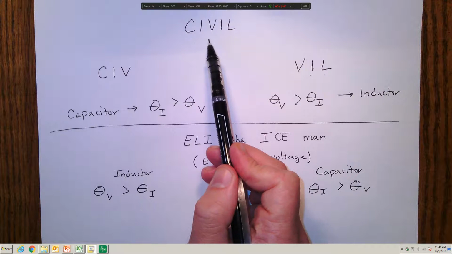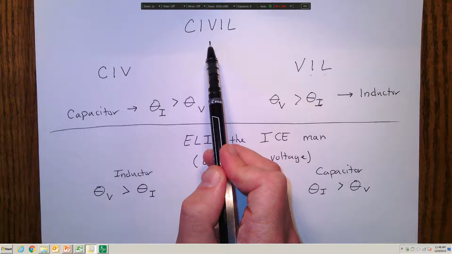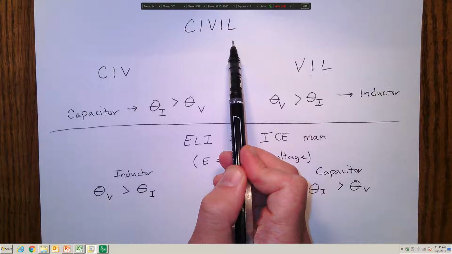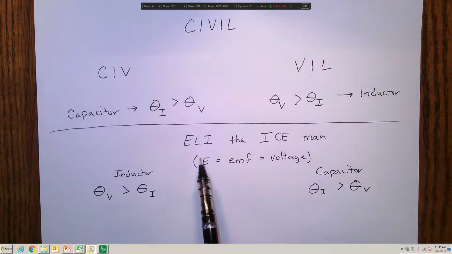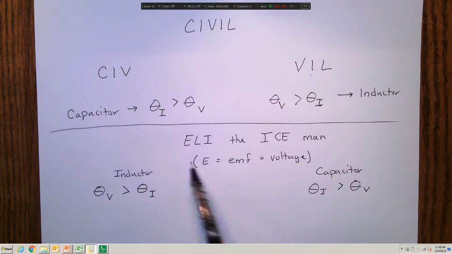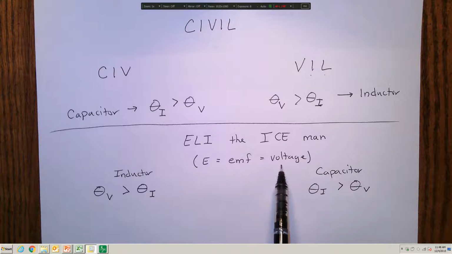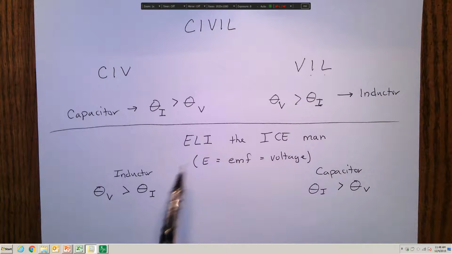For a phase angle difference where the voltage has a greater phase angle than the current, we have an inductor. The other mnemonic is ELI the ICEman. This comes from the fact that a common representation for voltage is electromotive force, or EMF. So E represents voltage. Again, ELI tells us that the L stands for the inductive element.